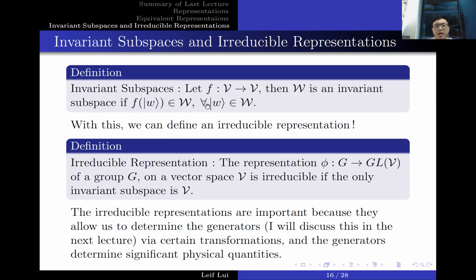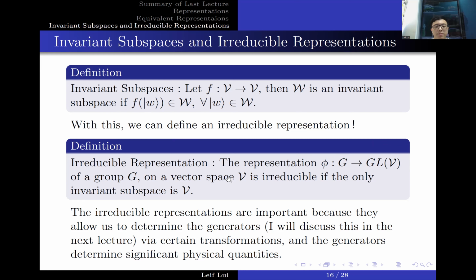So with this, we can define an irreducible representation. A representation is irreducible if the representation phi of G to some general linear group, a general linear group which yields a matrix basically of a group.